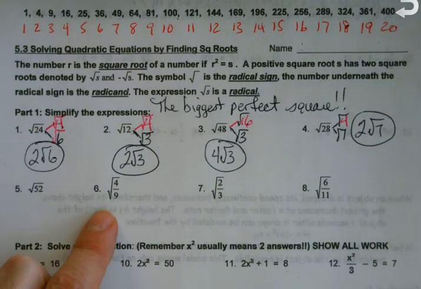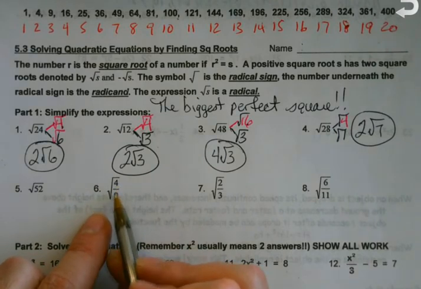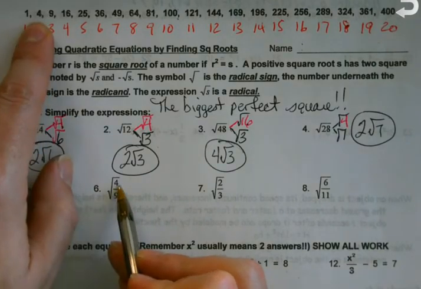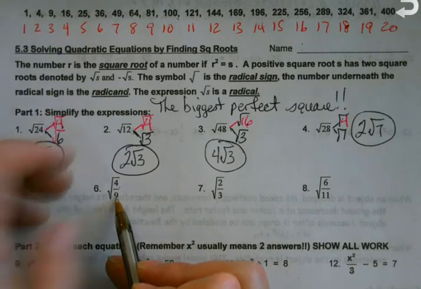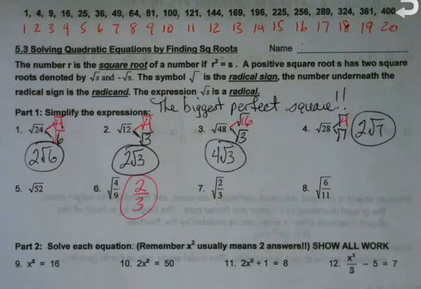Back on number 6, where it said 2/3, again, I may not even have to do a separation with these. Sometimes I may get perfect squares right off the bat and just go straight to them. Square root of 4 is 2. Square root of 9 is 3. Okay, I'm done.